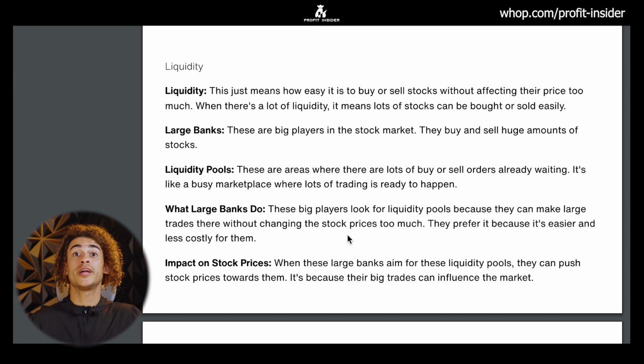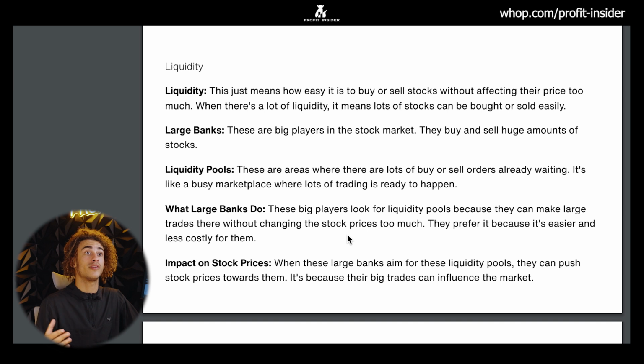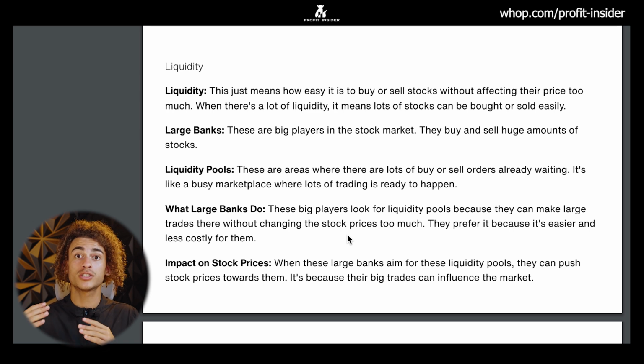The banks like to trade around areas that have a lot of volume because they want to trade without affecting the price of the stock too much. For example, if a bank is placing an order for a value of $25 million, this bank wants to get its order in all at once. It doesn't want to have one order here, one order here, one order here, which could happen if there's not a lot of liquidity. They prefer to get their order in all at once so it's less costly and more effective and efficient for them.